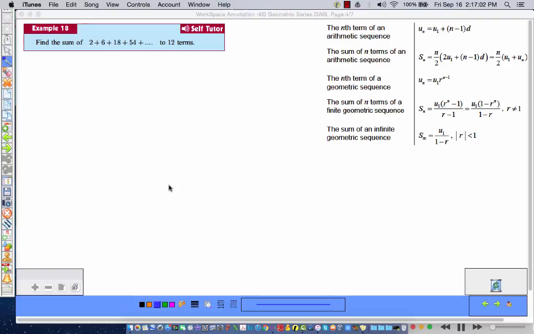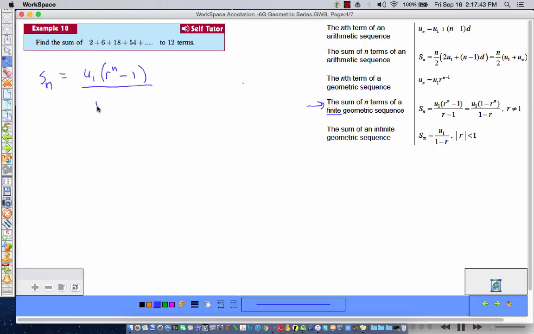Find the sum of this geometric sequence to 12 terms. Okay, so that's finite because they're saying find the sum of the first 12 terms. So, of course, we could list the first 12 terms, but what a pain that would be. Not much of a pain, but if we have a nice formula, we can use it. So here we are, the sum of n terms of a finite geometric sequence. So we know that S sub n is equal to u sub 1 multiplied by r to the n minus 1 all over r minus 1.